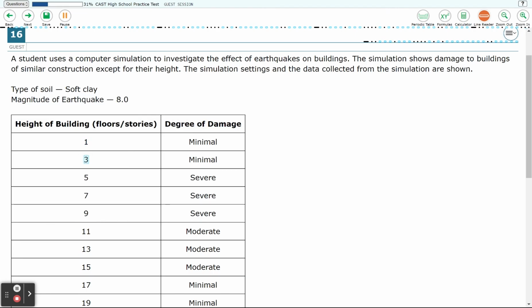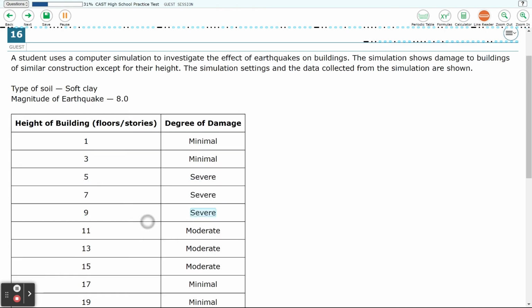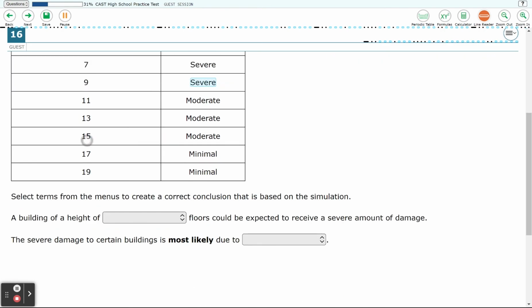1 and 3 story buildings, the damage is minimal. 5, 7, and 9 story buildings, the damage is severe. Then we get some levels with moderate damage, and then we get some heights of buildings with minimal damage at 17 and 19. Select terms from the menus to create a correct conclusion that is based on the simulation.